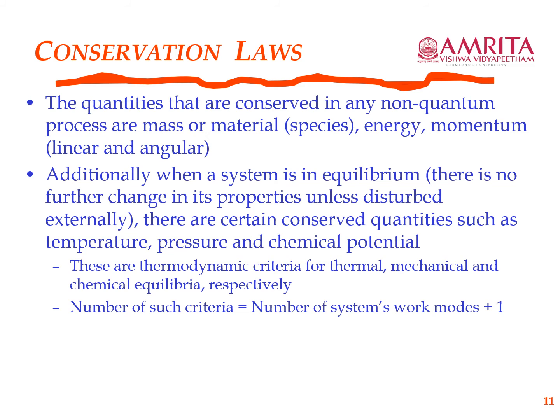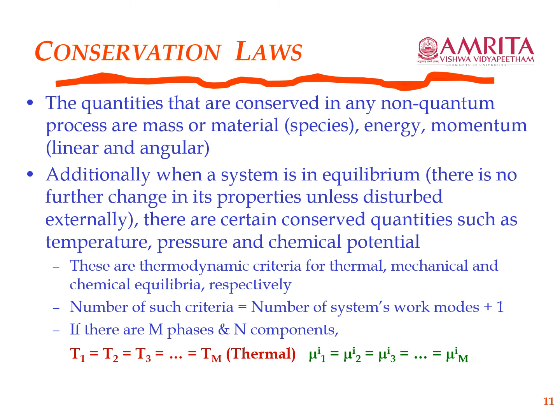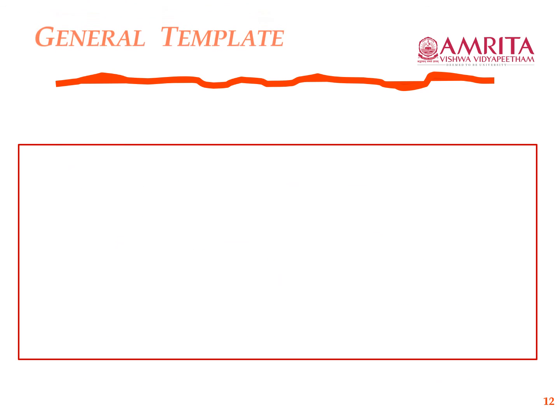So the number of such criteria is the number of system's work modes plus one, and that one is for heat. This is often called the state postulate. If there are m phases and n components, you will have various conservation equations: the temperature is constant across the phases, pressure is constant across the phases, and the chemical potential of each species is constant across the phases. Together these constitute the set of equations for chemical equilibrium. So these are conservation laws.